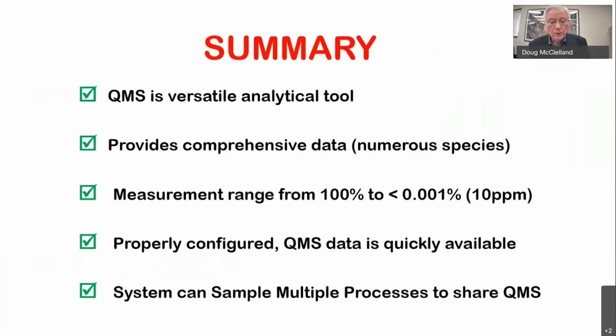So in summary, a quadrupole is a very versatile analytical tool. It provides comprehensive data from numerous species that you can select. The measurement range is wide, from like 10 parts per million assured, and you can look a little lower than that, up to 100%. Properly configured, the data comes out rapidly, and it moves from one sampling point to another efficiently. The system can sample multiple processes and share the use of the quadrupole to give you maximum flexibility and usability of your investment.